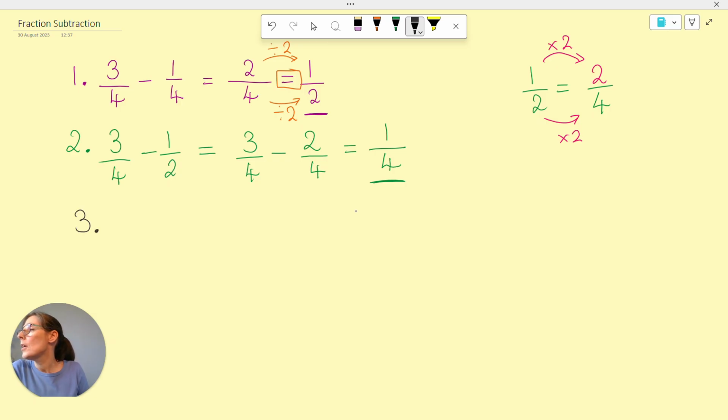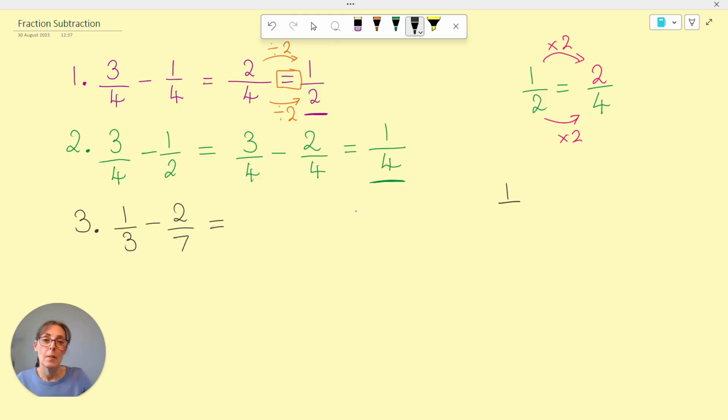Number 3, 1/3 take away 2/7. Let me check. 1/3 take away 2/7. Right. Now I can't make thirds into sevenths or sevenths into thirds, just because 2 3s are 6 and 2 7s are 14, or half of 7 is 3.5. So we need to think of a number that both of them are factors of. So sometimes it's good to multiply them.